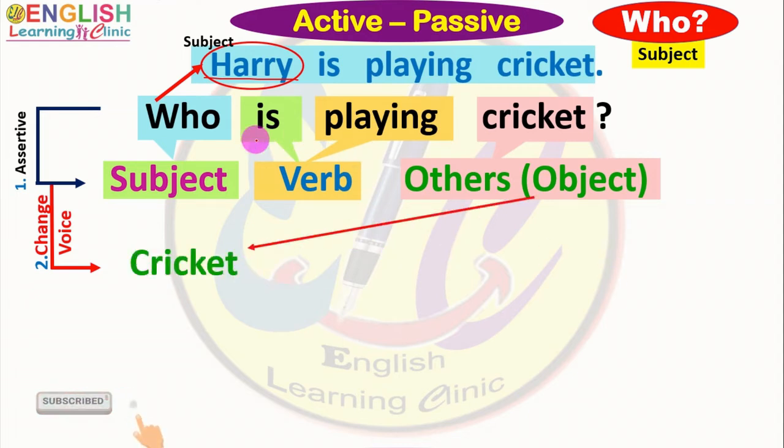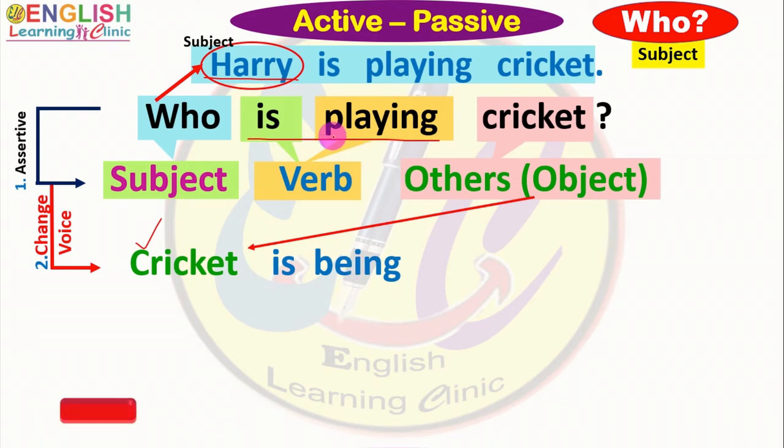Next, the form of the verb in passive voice, that is be verb and the past participle form of the main verb. As the verb is in present continuous form, the present continuous form of be verb will be placed just after cricket. For cricket, the present continuous form of the be verb is being, and next the third form of the verb play, played, and next the subject will go to the object position with its objective form with the preposition by. What is the objective form of who?